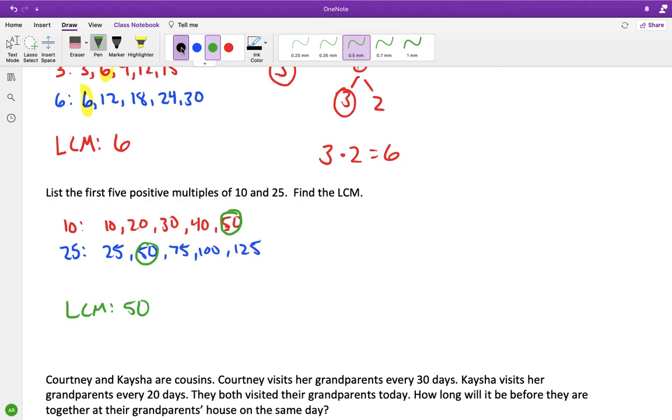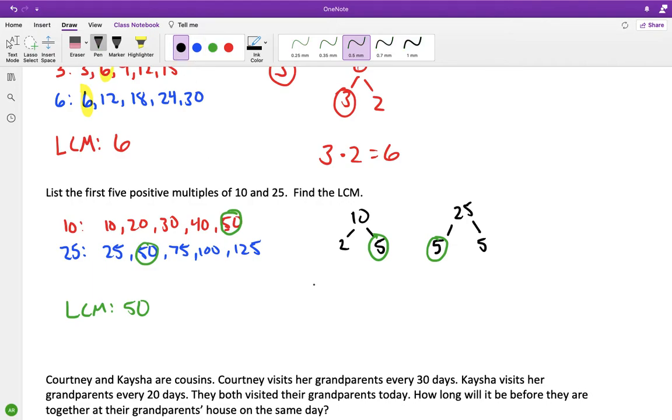Okay, now let's do the same thing using prime factorization. So if we have 10, we have 2 and 5. Okay, those are both primes, so we can stop there. If we have 25, we have 5 and 5. Okay, so now if you look at this, you'll notice that I have a 5 here and I have another 5 here, right? Which means I can only write that 5 down one time. So anytime I have a pair, I only write it down once.